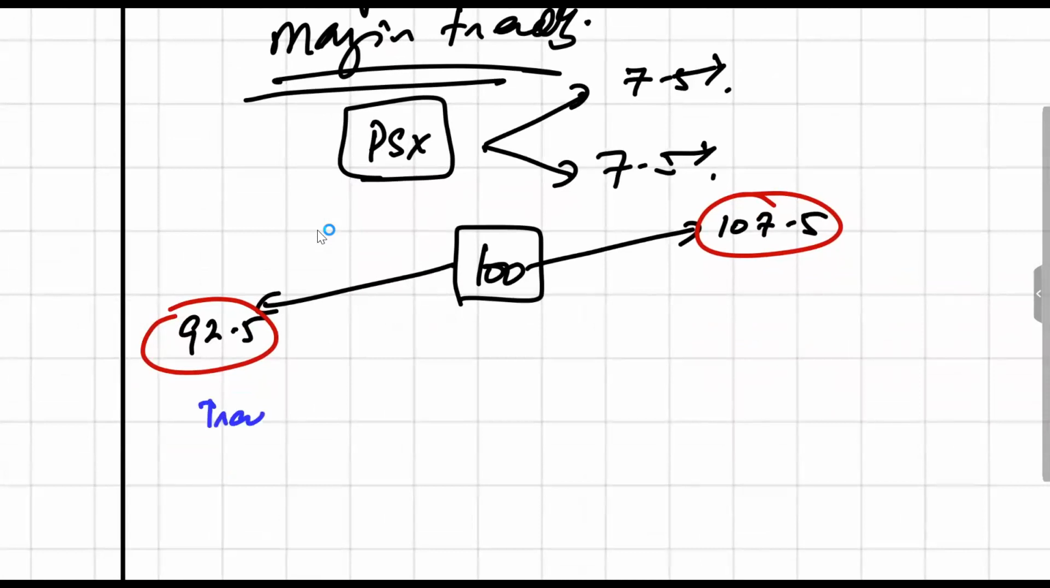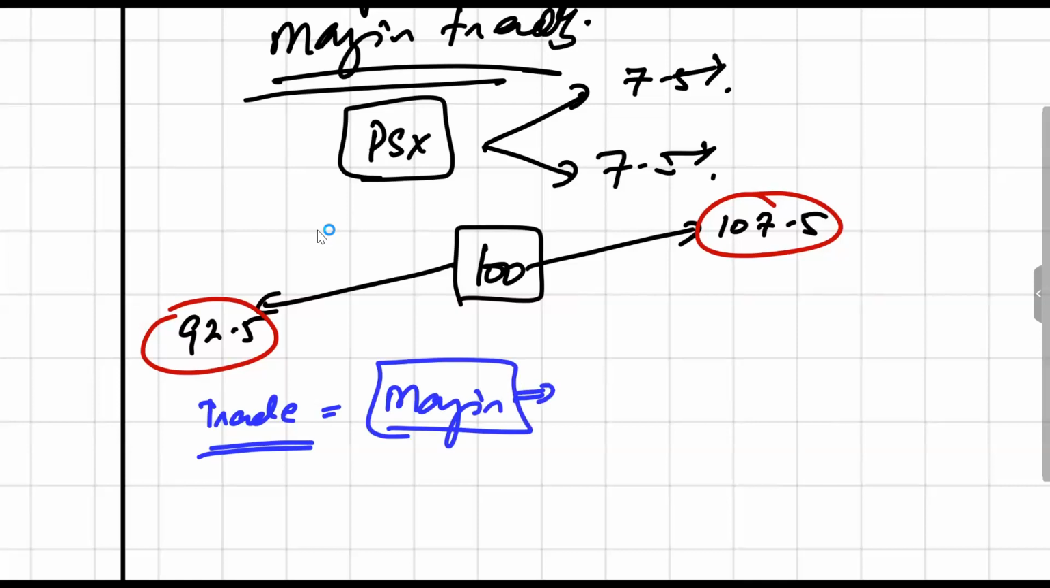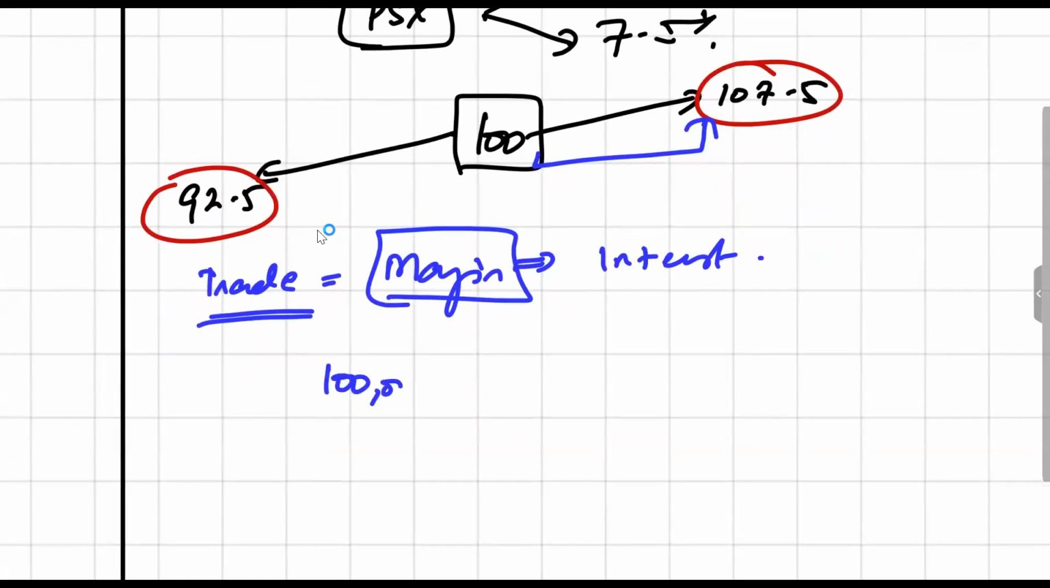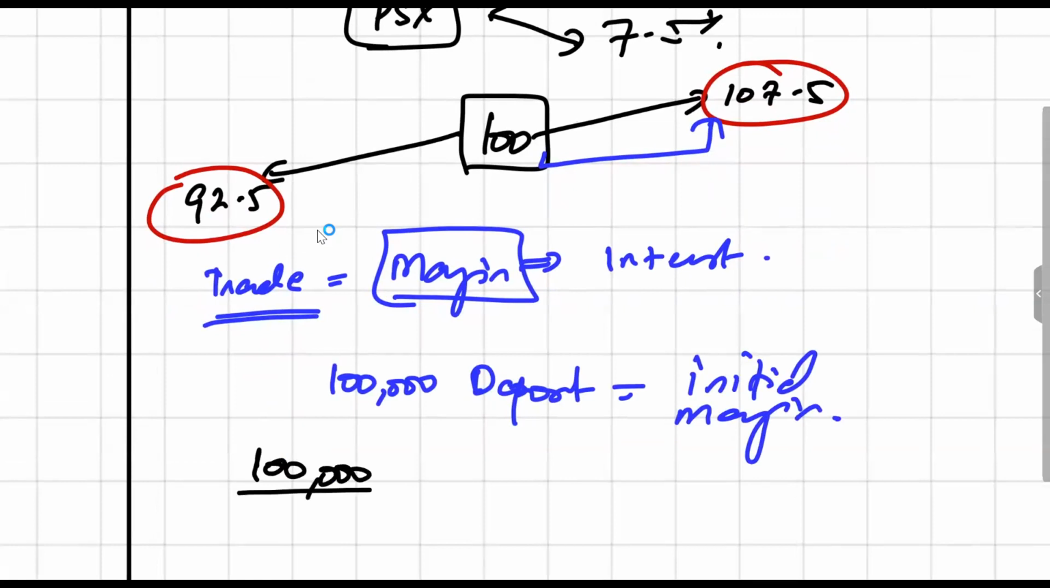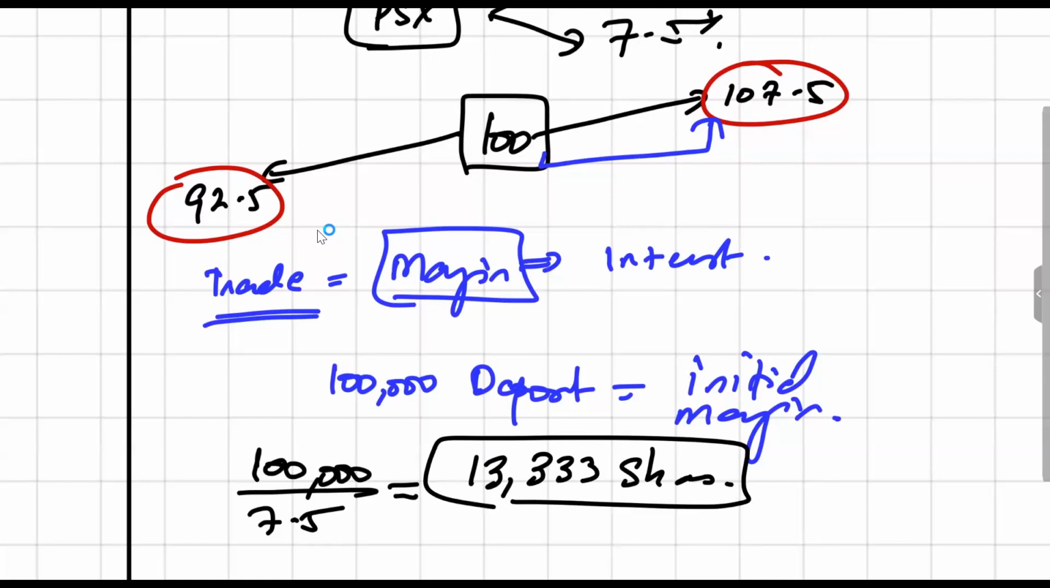Let's say I want to trade, and my broker, the stockbroker, has allowed me to trade on margin. When you trade on margin, you pay interest. Now, what is this margin going to be? Let's say the broker asks me to deposit 100,000 with them. This is called initial margin. Now, if I divide 100,000 by 7.5, it is going to be 13,333 shares. That means with the 100,000 rupees I have deposited, I can cover the losses on 13,333 shares.